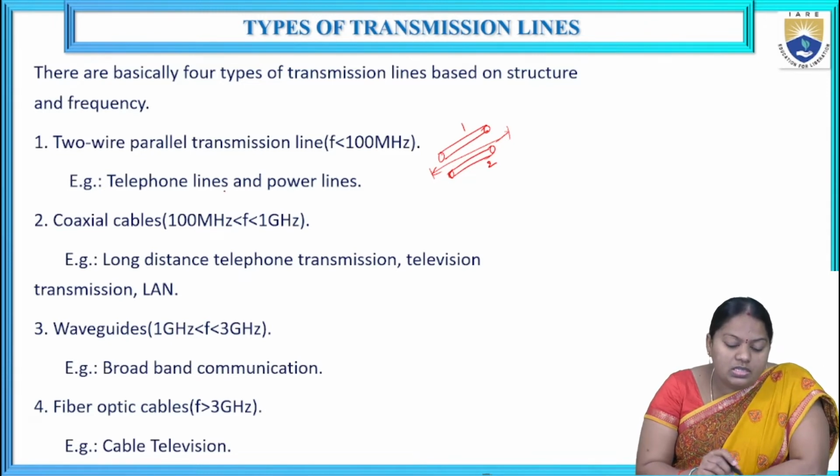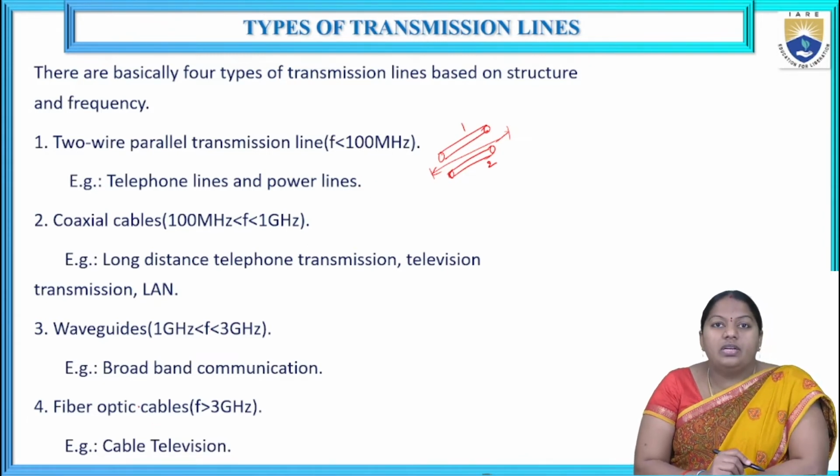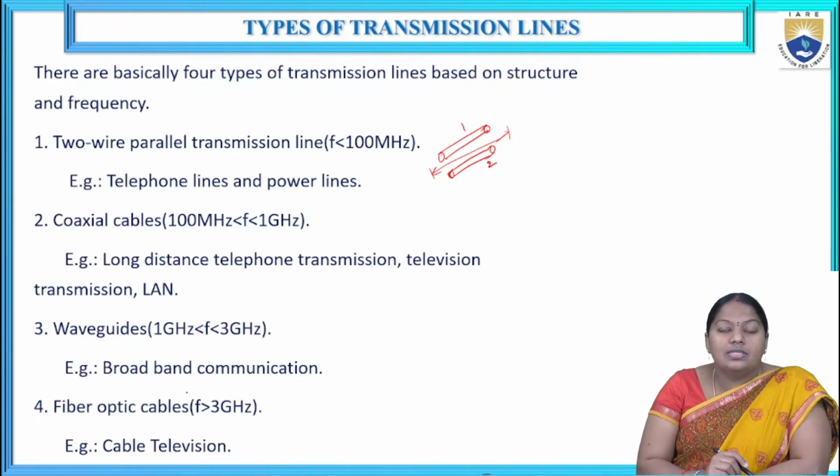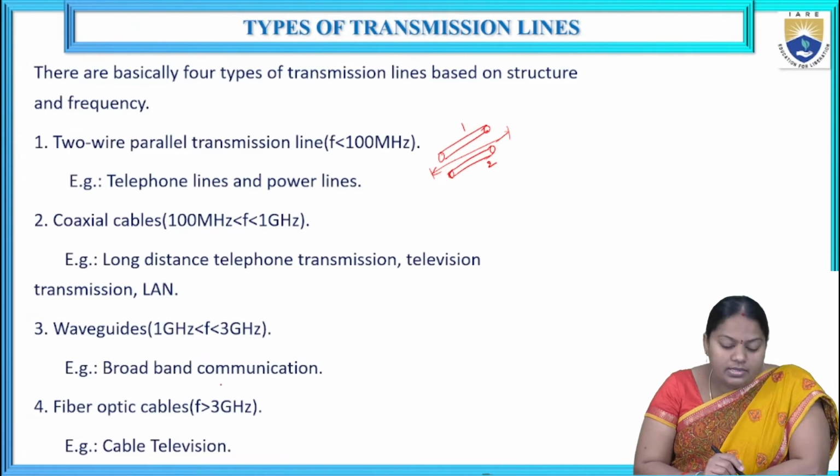Examples for this are telephone lines and power lines. High tension wires are the best example of power lines. Next, to send signals of more than 100 megahertz, we use coaxial cables. Those are the second type of transmission lines.